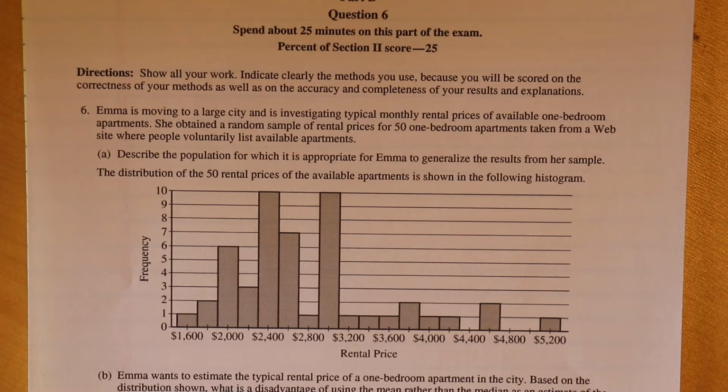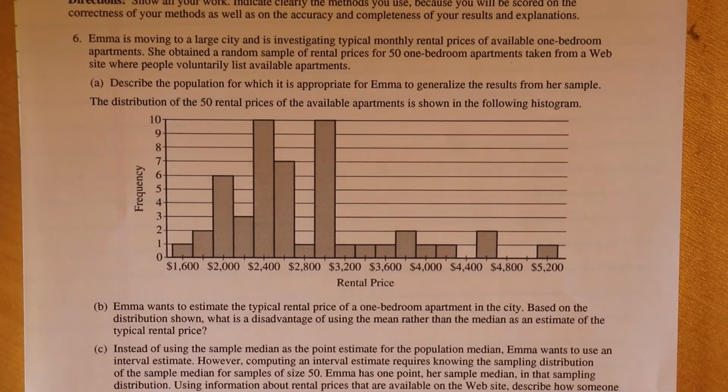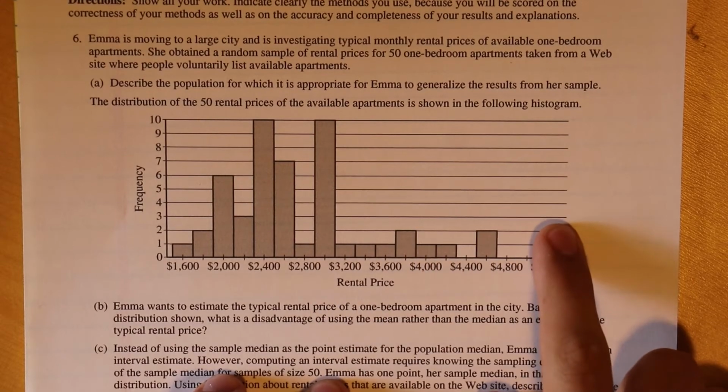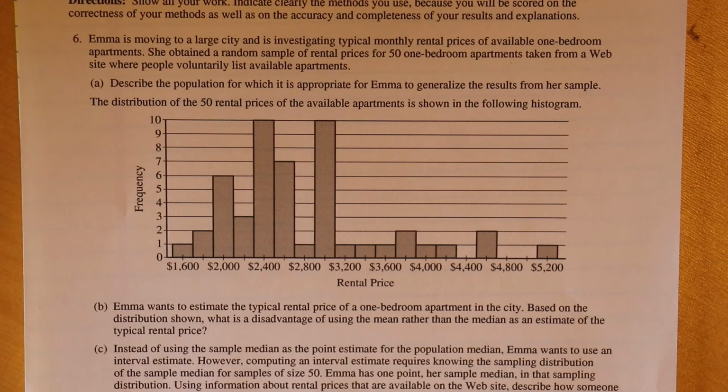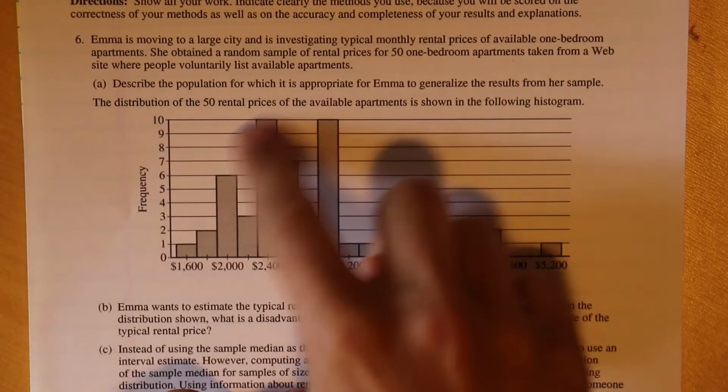Emma wants to estimate the typical rental price of a 1-bedroom apartment in the city based on the distribution shown. What is a disadvantage of using the mean rather than the median as an estimate of the typical rental price? Okay, so pretty clear here. It is skew right. Mean is a measurement of value. So this tail here will influence the mean. So the mean is going to be an overestimate of the typical rental price because of this right tail.